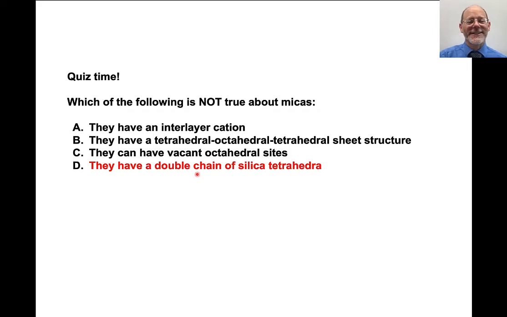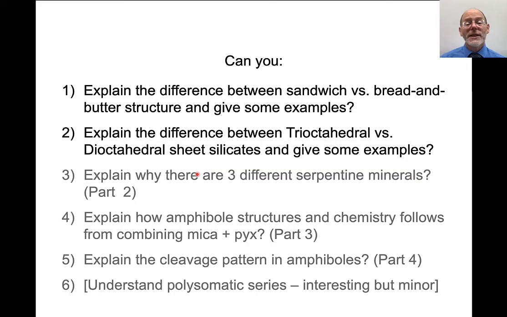They're sheet silicates. So at this point, I'd hope you'd be able to explain what the sandwich structure is. We haven't gotten to bread and butter, so let's not worry about that yet. But to say something about the sandwich structure, TOT structure, and then explain the difference between trioctahedral versus dioctahedral sheet silicates, and maybe give a couple of examples. Muscovite versus biotite, talc versus pyrophyllite.